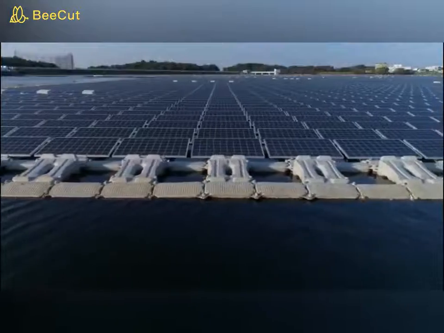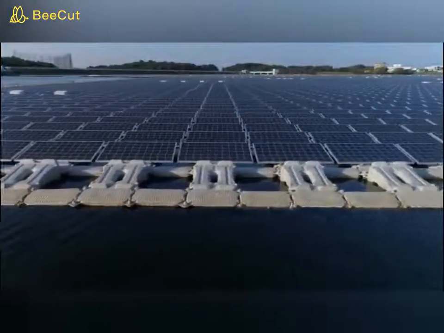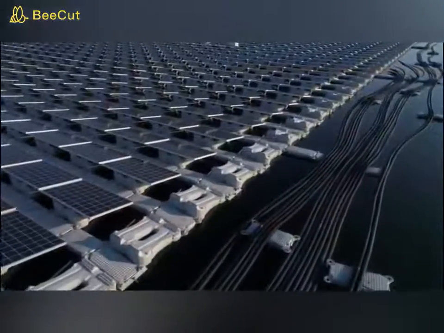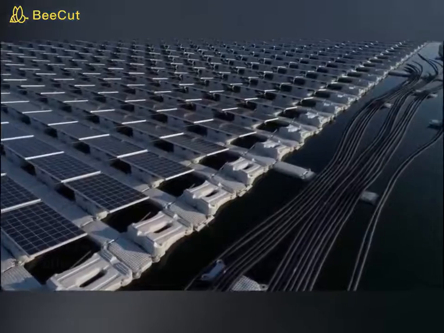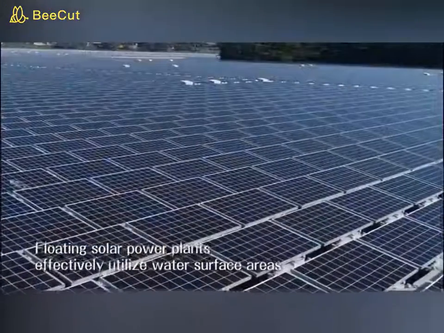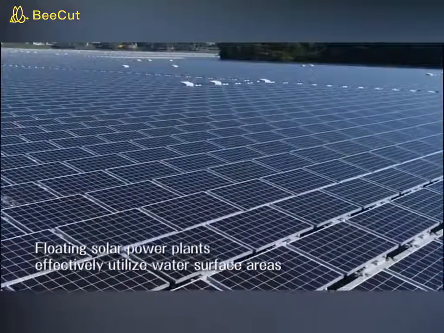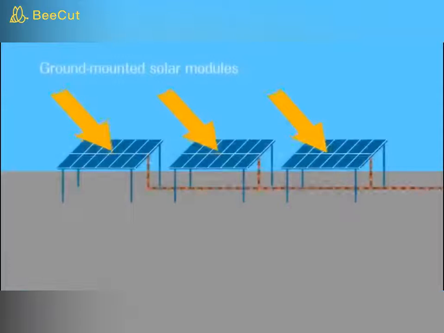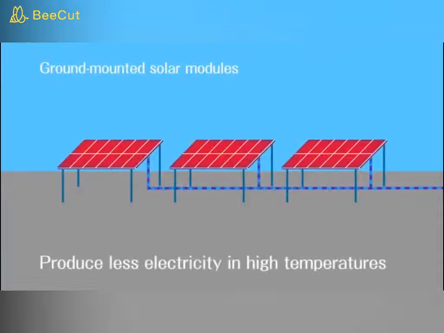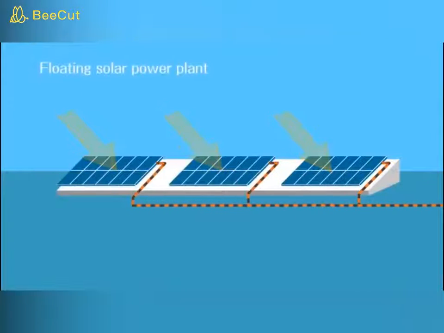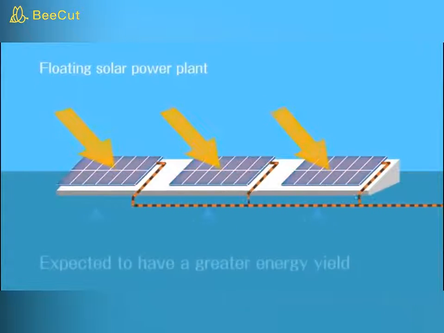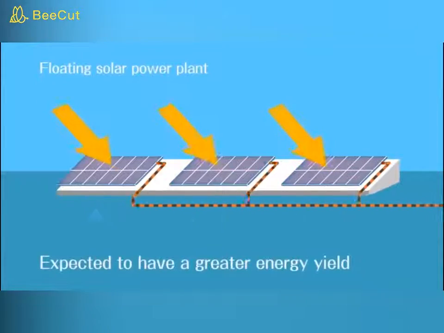Floating solar power plants effectively utilize water surface areas without affecting reservoirs, providing a solution to solar power businesses in Japan that face the dilemma of limited land space. A common problem with ground-mounted solar modules is that high temperatures cause them to produce less electricity. Because floating solar power plants are naturally cooled by the surrounding water, they're expected to have a greater energy yield.